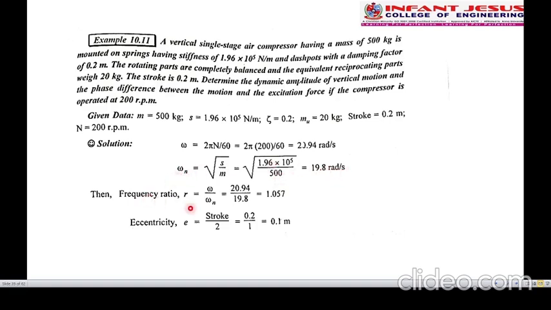So the frequency ratio r is equal to omega by omega n. Omega is calculated and omega n is calculated, so r is 1.057. Next, eccentricity is stroke by 2. The stroke is 0.2, so 0.2 by 2 is 0.1 meter, that is e is 0.1 meter. So we have calculated all the values, and from this we have to find the amplitude.